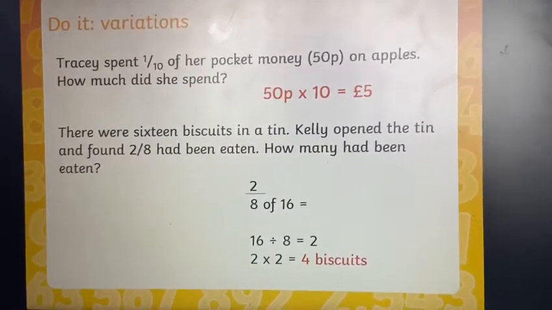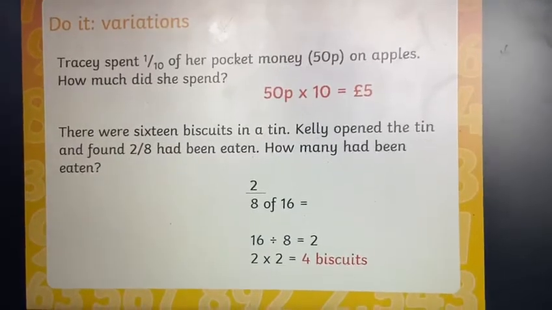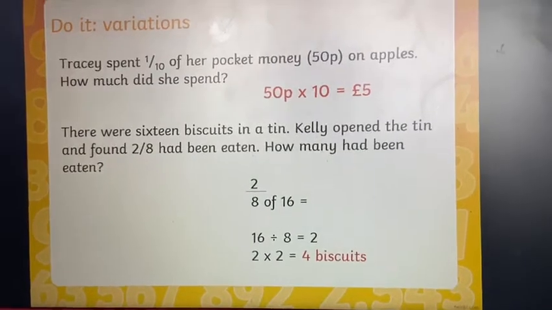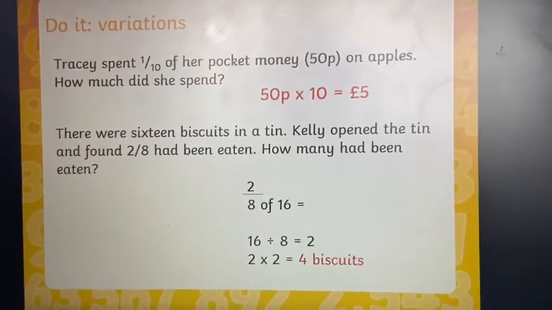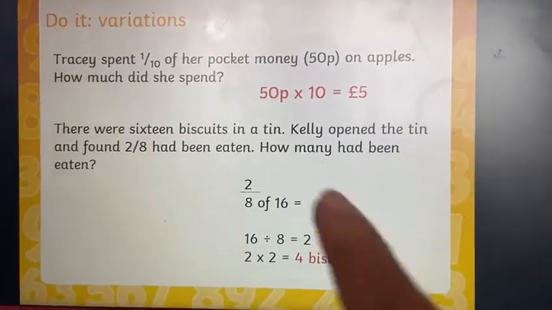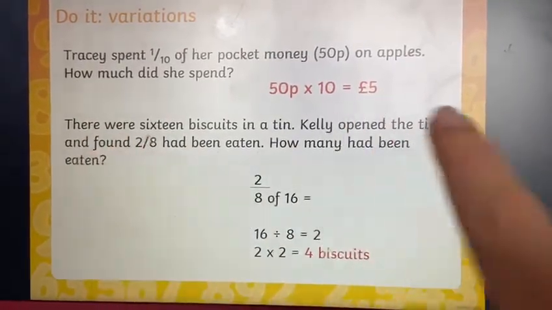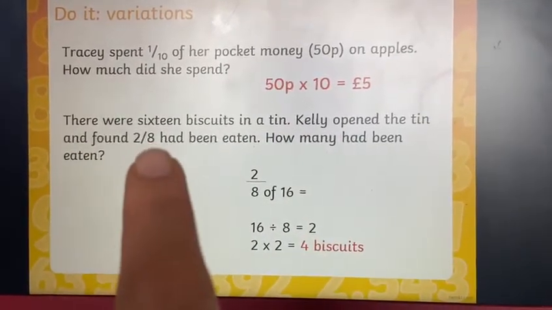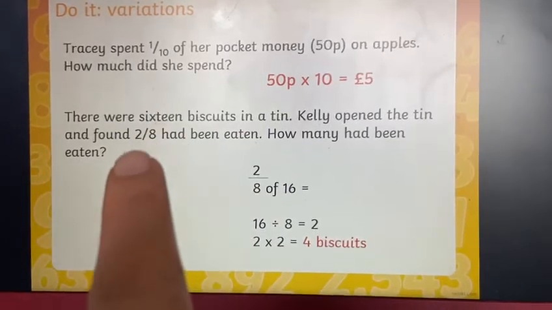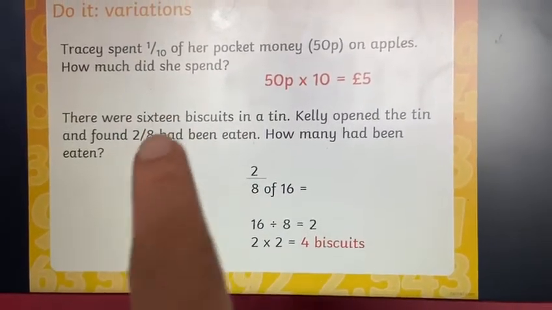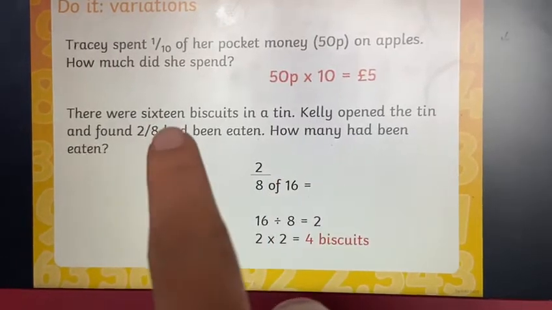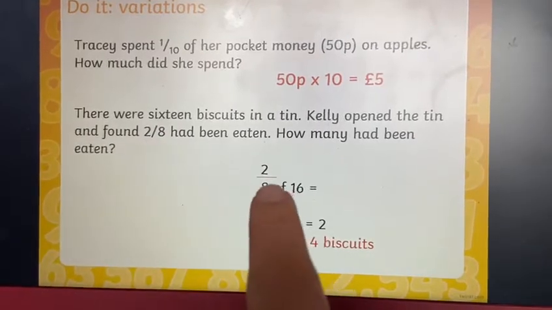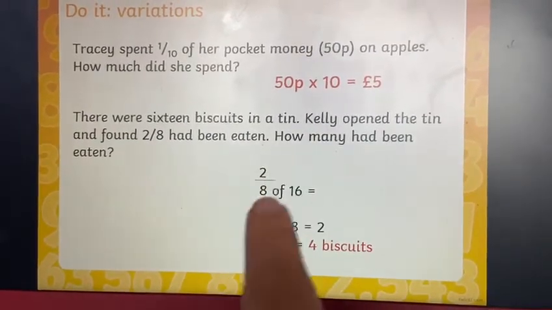The second one, there were 16 biscuits in a tin. Kelly opened the tin and found that 2/8 had been eaten. How many had been eaten? So again, we are going to divide and then multiply. So we're going to write it out like this. You get your bits of information from the sentence and then you write out your sentence stem here. Sometimes the fraction might be drawn slightly slanted, but it's still on the line there. So these two mean the same thing. But ideally we would write it like this.